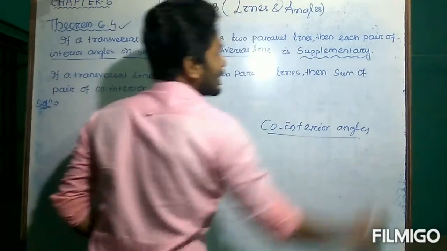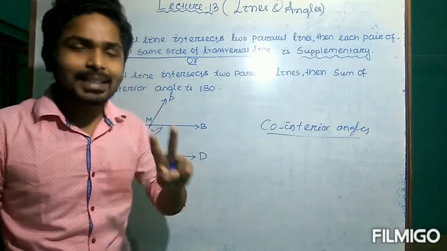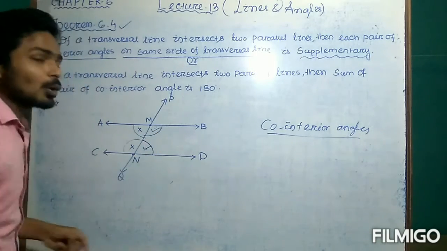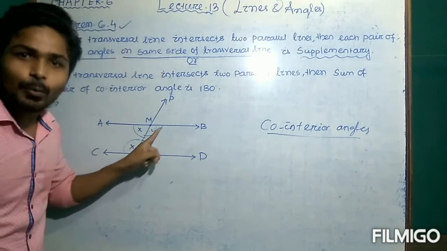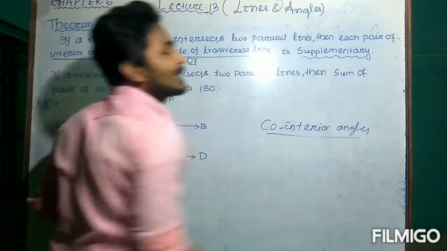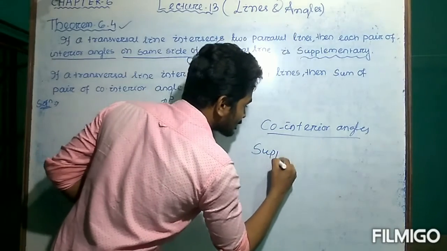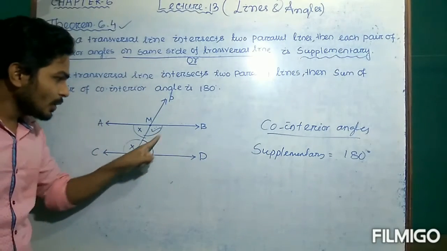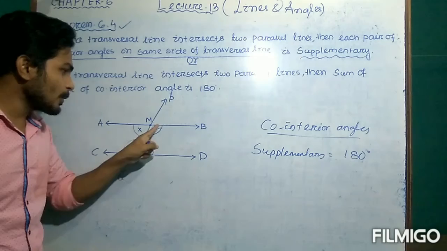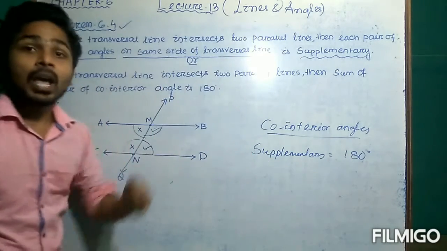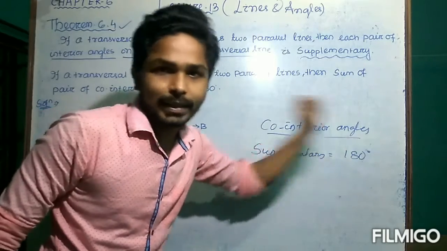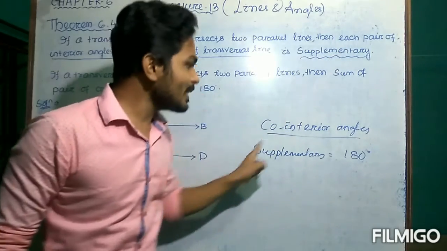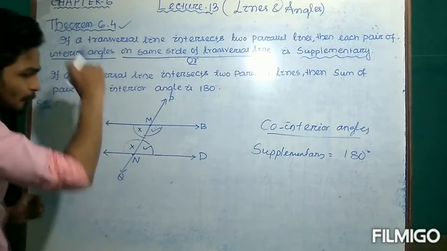What is the definition of supplementary angles? Two angles are said to be supplementary if the sum of these two angles is equal to 180 degrees. So here there are two co-interior angles, and you have to show that they add to give 180 degrees. You have to prove this angle plus this angle is equal to 180 degrees, or this angle plus this angle is equal to 180 degrees. Pair of interior angles on the same side means co-interior, supplementary means 180 degrees. This is theorem number 6.4.